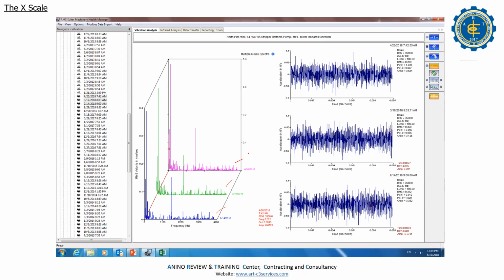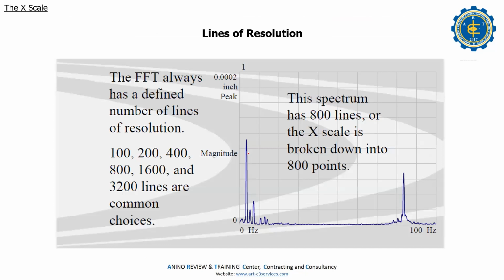Monthly if there's no problem. But if there's a problem, we have weekly or daily. So, lines of resolution, I think you know this one. This one is line of resolution. We can apply this in your Acom or CSI 2130. It depends. We use 1600 lines.